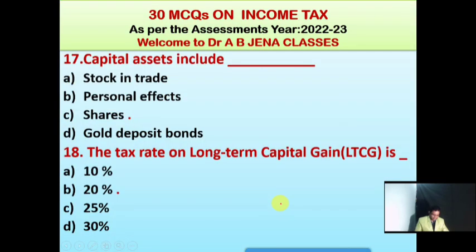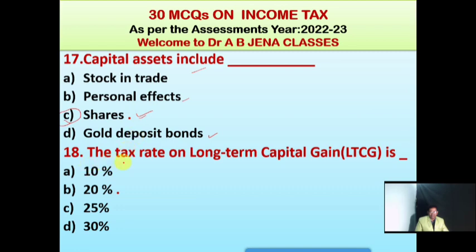Dear friends, next MCQ is: capital assets include what? A, stock in trade; B, personal effects; C, shares; D, gold deposit bonds. So the right option is shares. Capital assets include shares.